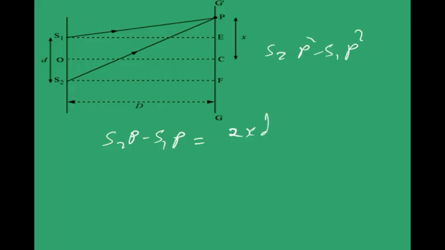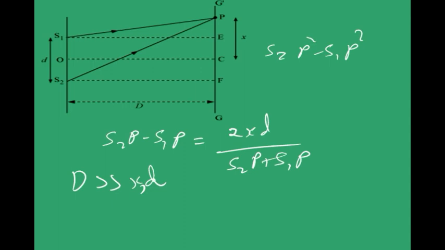So I'll write 2xt by, I'll write the other term here, s2p plus s1p. Observe one thing. If my capital D, the distance between the two slits and screen, is very large compared to x as well as small d, then I can approximate the denominator to 2 capital D. That is the assumption we are making. So finally I have the path difference as x d by D.